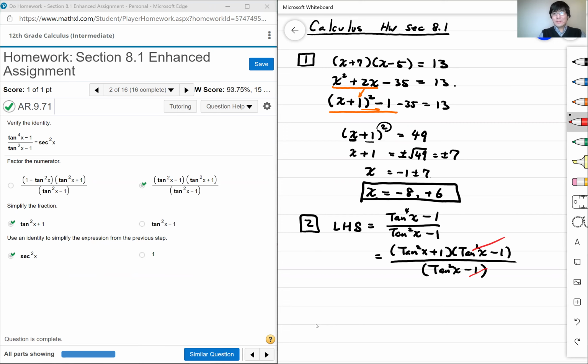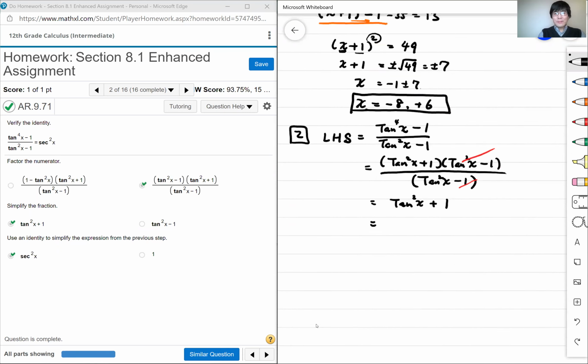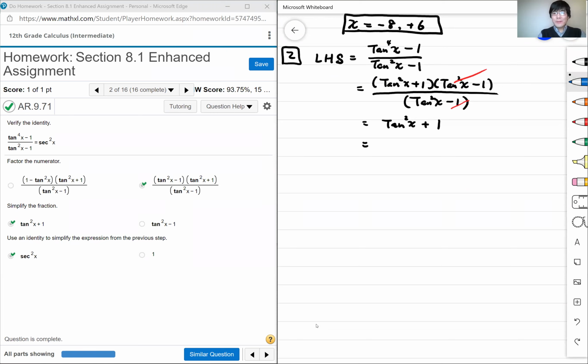Now we can reduce these fractions. That simplifies to tangent x squared plus 1. Here, we have to review something. Sine x squared plus cosine x squared is equal to 1 for all real numbers x.